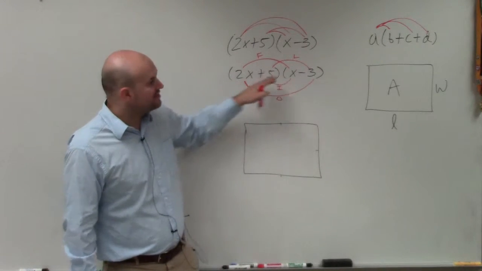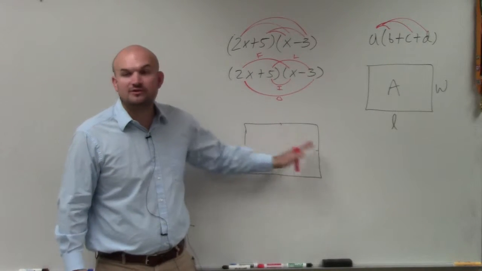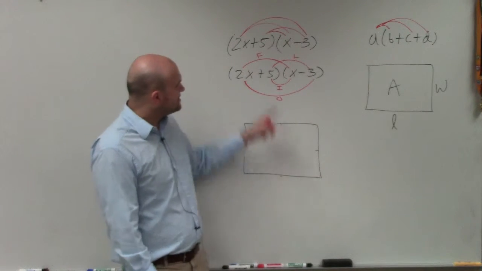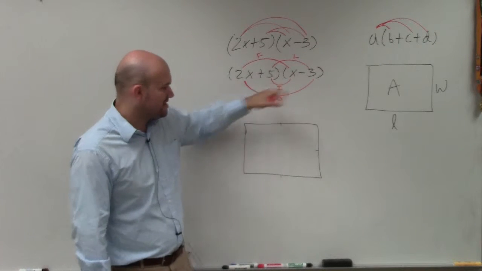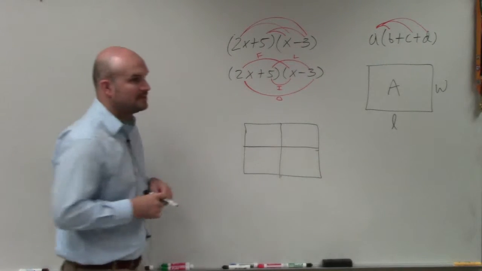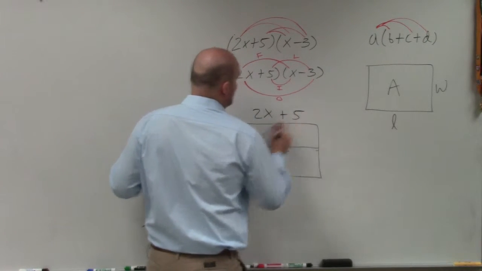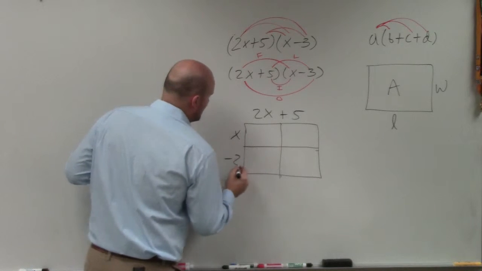So if I'm multiplying these two expressions, the product is really going to represent the area, or the space inside the box. Now, since we have two terms in each expression, I'm going to set up 2 columns and 2 rows. And basically, all I do is I represent one up top, and I represent the other on the side.